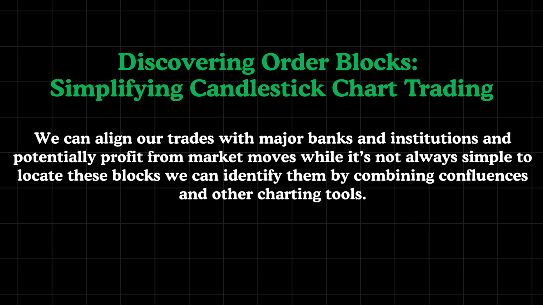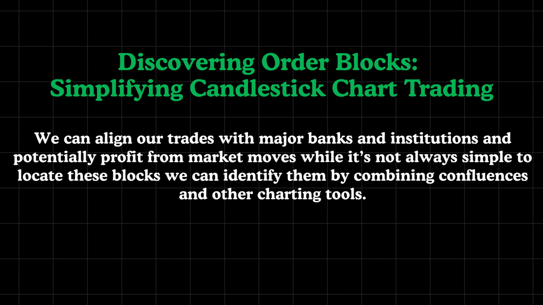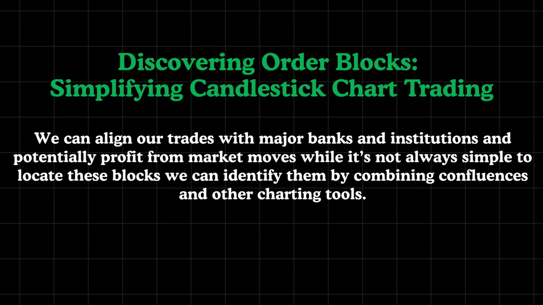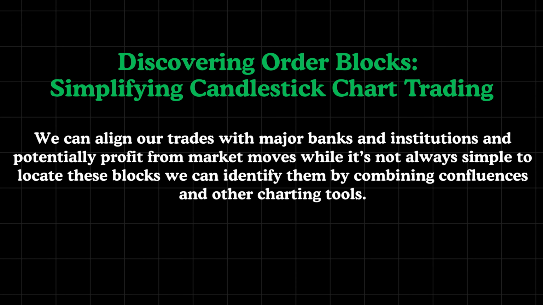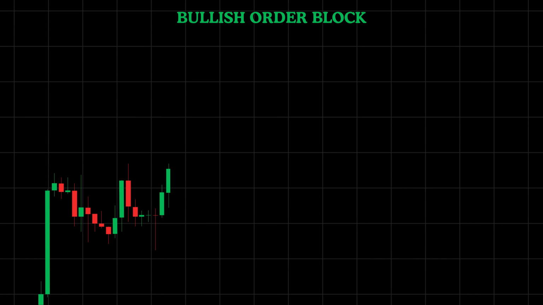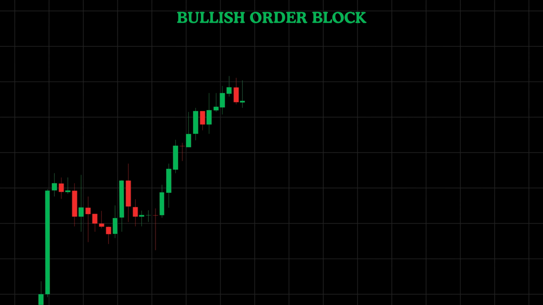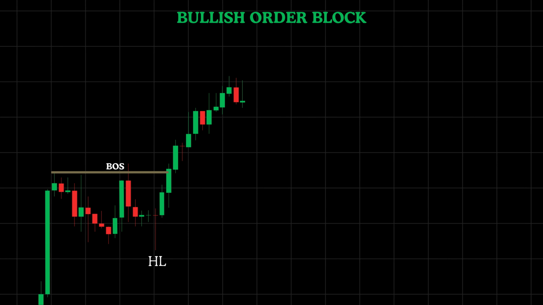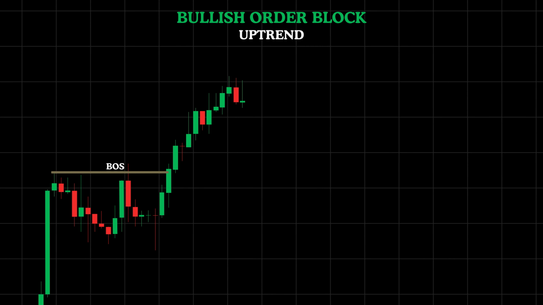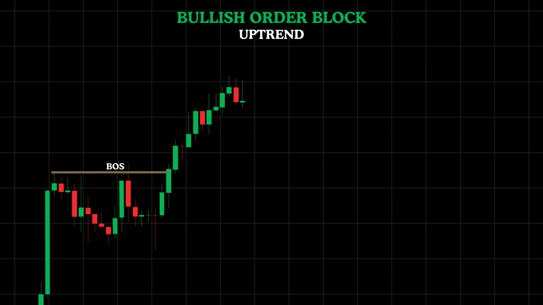While it's not always simple to locate these blocks, we can identify them by combining confluences and other charting tools. Now that you understand the basics of order blocks, let's take a look at some chart examples of these blocks. If you look at this chart, you'll notice a structural break followed by the formation of a higher low, which confirms an uptrend. Next, we'll draw a bullish order block on this chart.